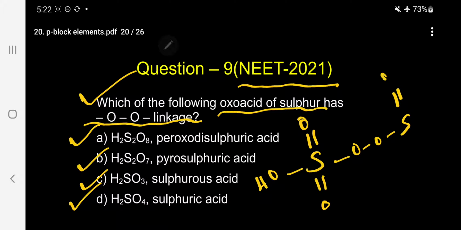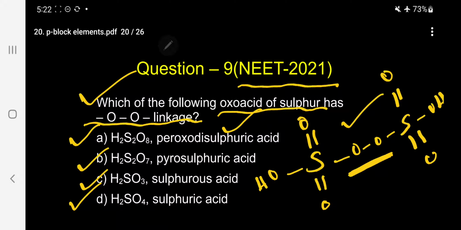S double bond O, OH, double bond. Kindly count the total number: H2, S2, O8. 4 plus 4, 8. So this is the peroxodisulfuric acid, which has an O-O linkage.